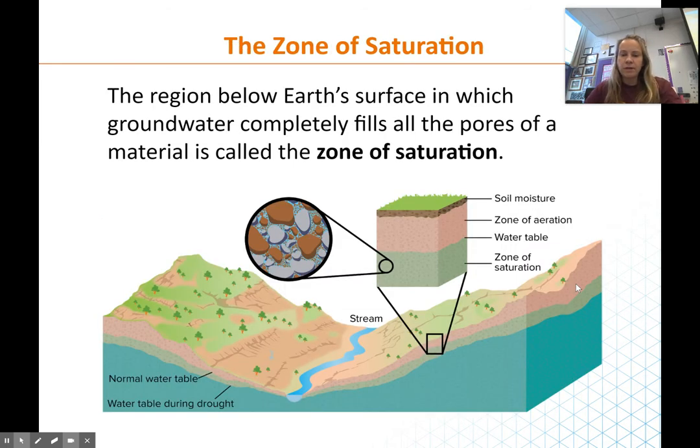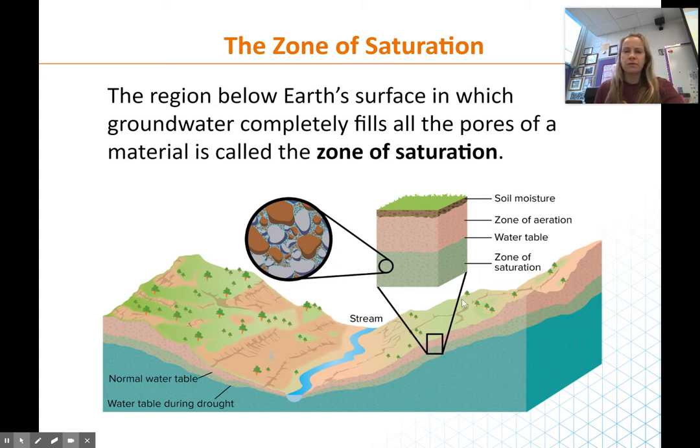So we've got these different areas in the ground. One is called the zone of saturation. So this is where the groundwater can seep down in through. Saturation means saturated, means it's full of water. So this would be right here. This is our zone of saturation.